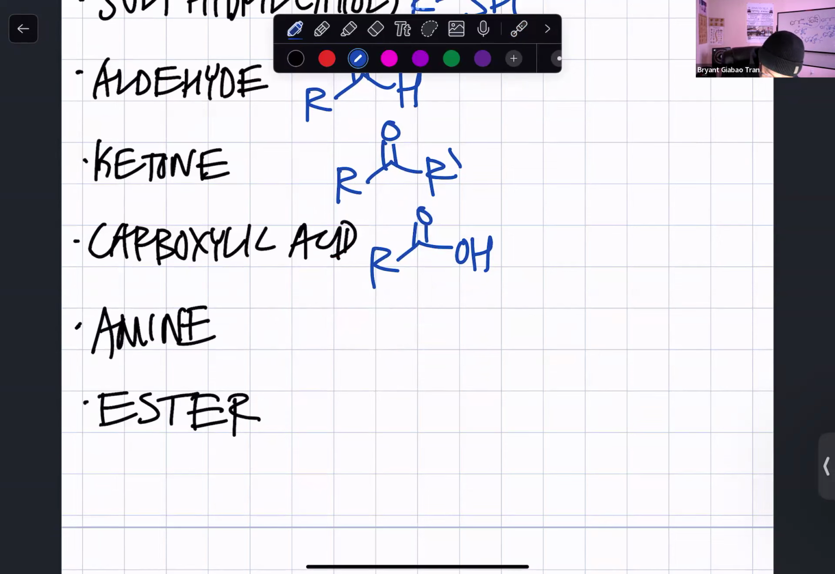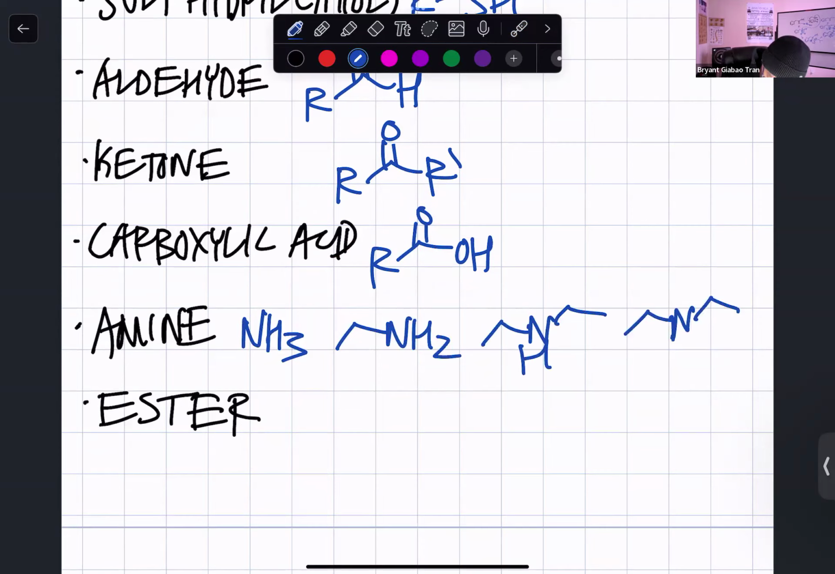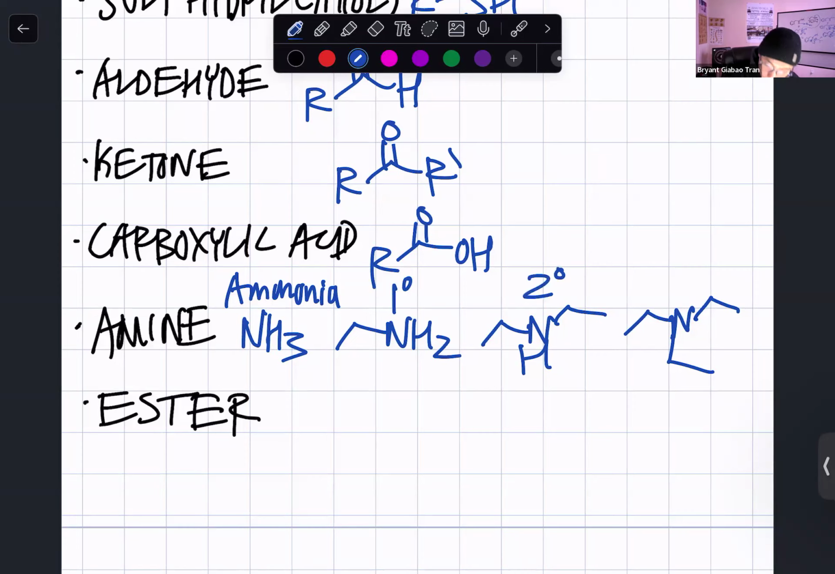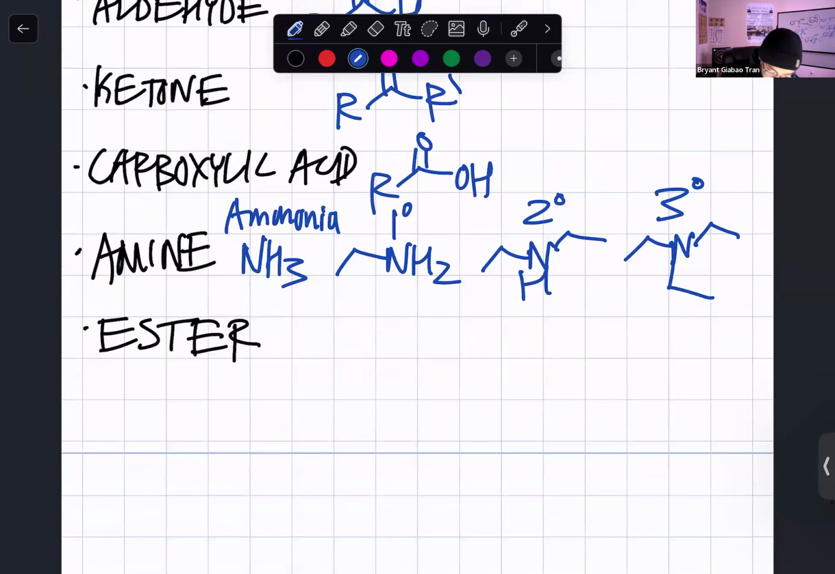An amine is going to be an R and so there's different types of amines, right? We can have ammonia, we can have a primary amine, we can have a secondary amine, or we can have a tertiary amine, right? Ammonia, meaning that nitrogen has no R groups. Primary amine, meaning that nitrogen has 1 R group. Secondary amine, meaning that nitrogen will have 2 R groups. And tertiary amine, meaning that nitrogen will have 3 R groups.